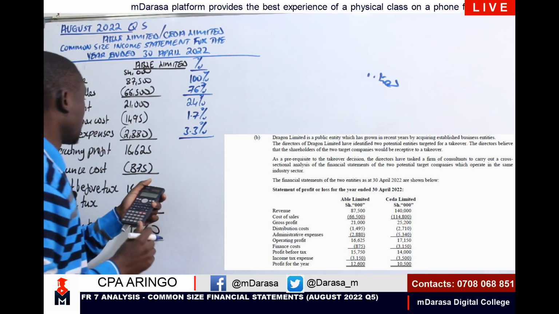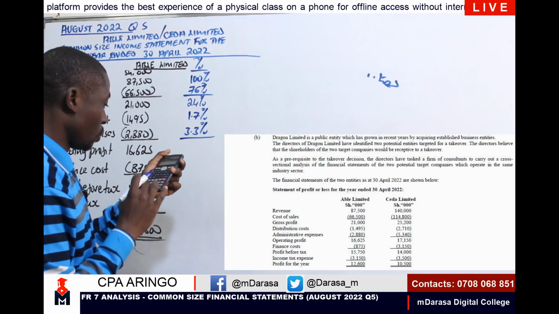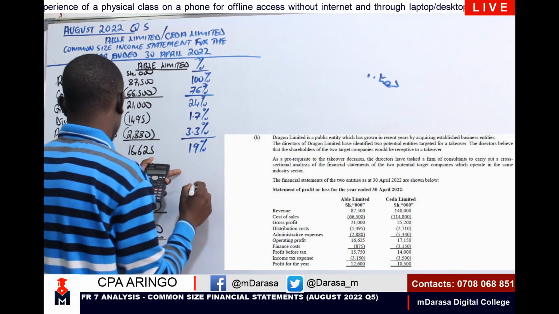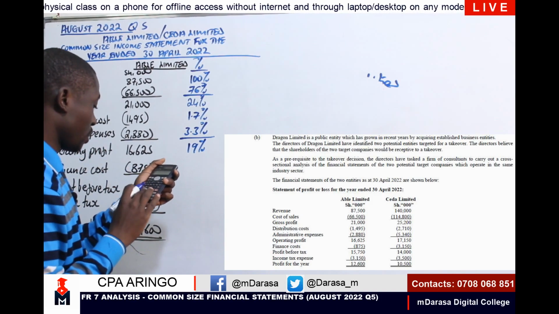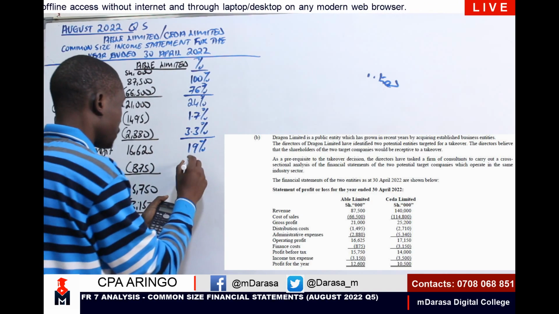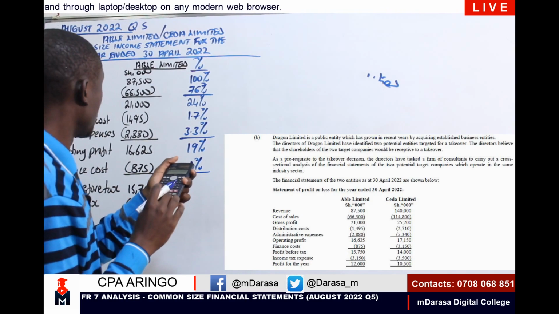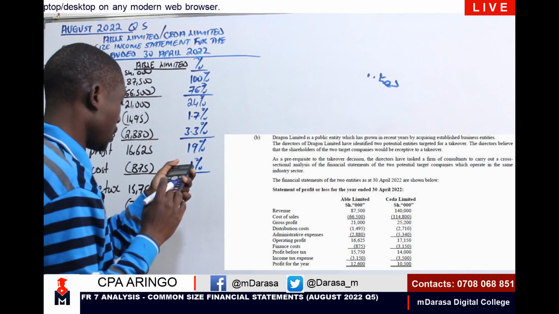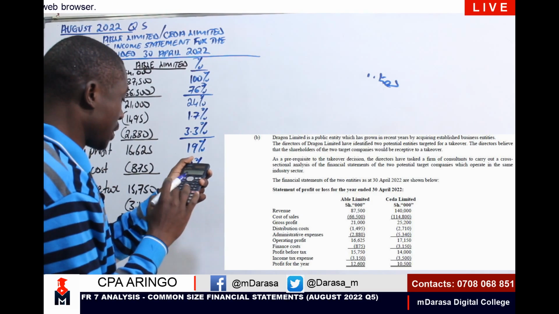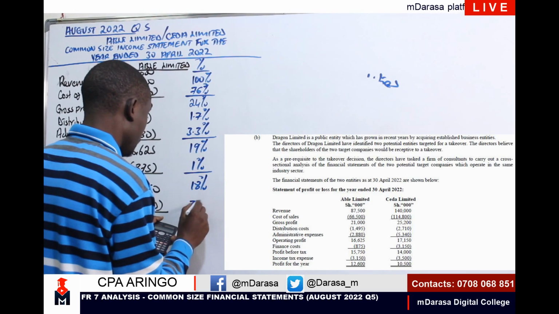So that operating profit, I'm having 66,625 divided by 87,500, which in this case should give us what? 19%. I'm getting 19% here. What about finance cost? Finance cost, I'm having 875 divided by 87,500. This should give us 1%. Talk about profit before tax. 15,750 divided by 87,500. This should give us 18%. Income tax, 3,150. We divide by 87,500. This should give us, of course, 3.6%.